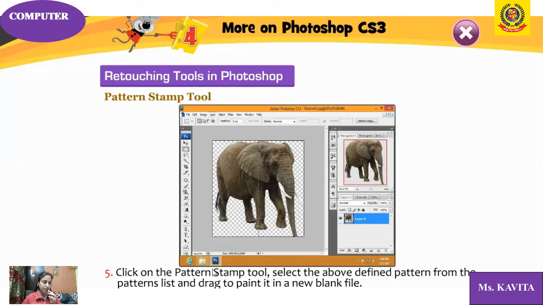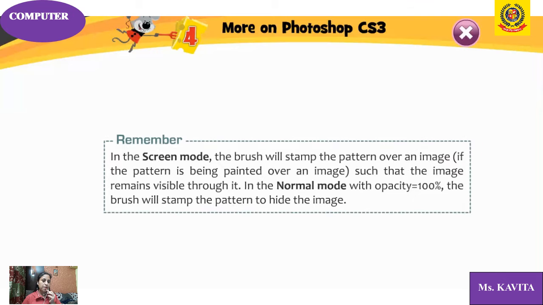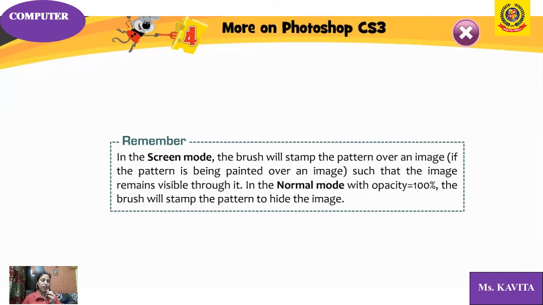So now the fifth step is over. Now you can define a different pattern. Click on the pattern stamp tool. In the screen mode, the brush will stamp the pattern over an image, if the pattern is being painted over an image so that the image remains visible through it. In the normal mode with opacity 100%, the brush will stamp the pattern to hide the image.